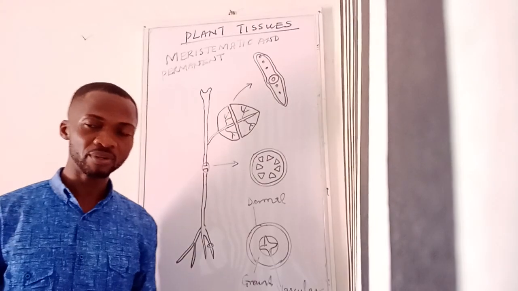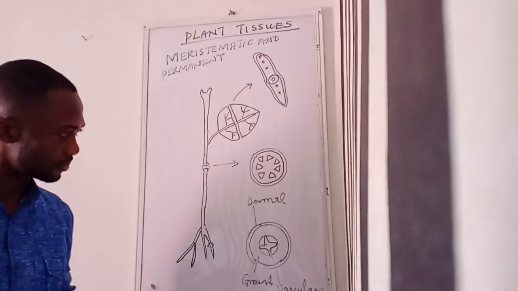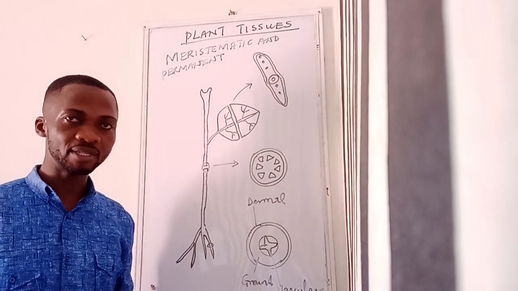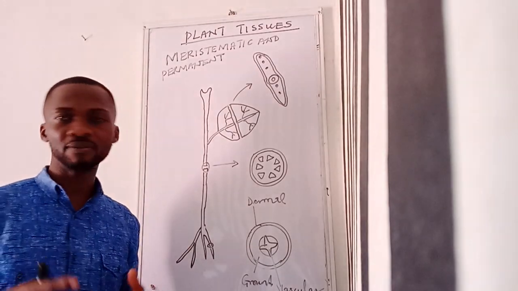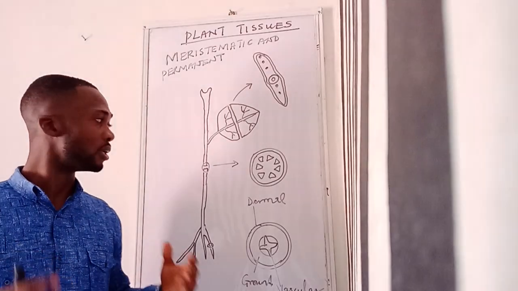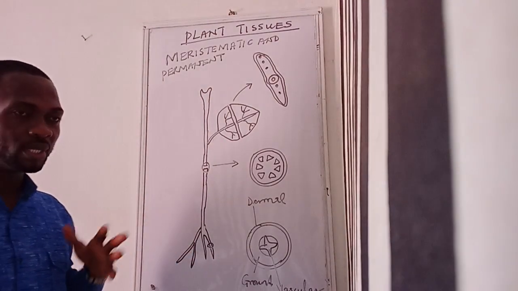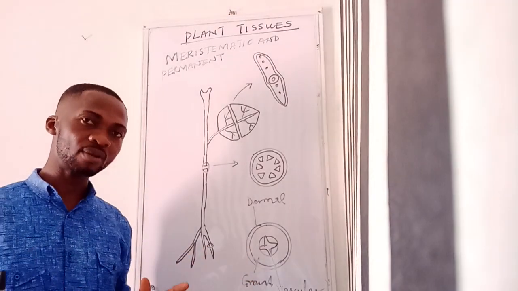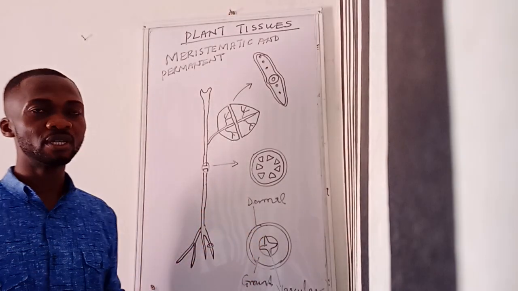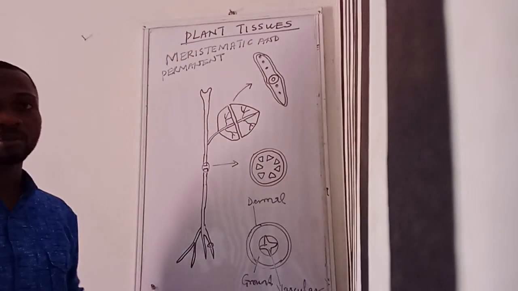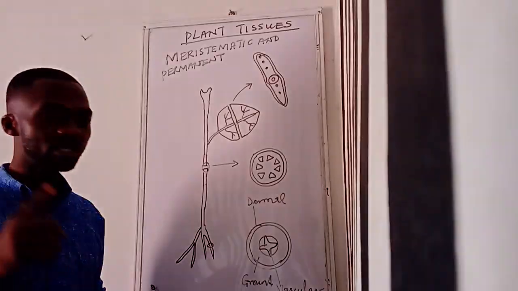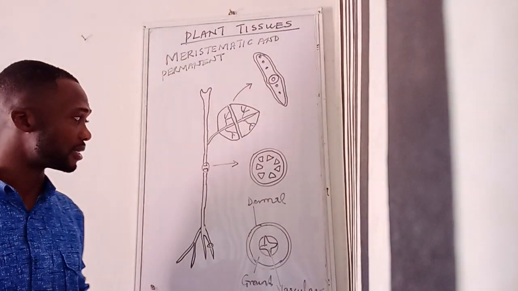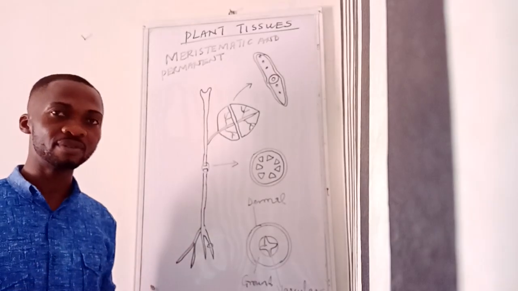When we talk about the meristematic tissue, we are talking about a group of tissue that contains cells that are actively dividing. The cell division is continuous. So within this region in plants where cells are actively dividing, those kinds of cells, collectively, are called the meristematic tissue. So that is one thing you should use to know the meristematic tissue. They contain cells that are actively dividing.